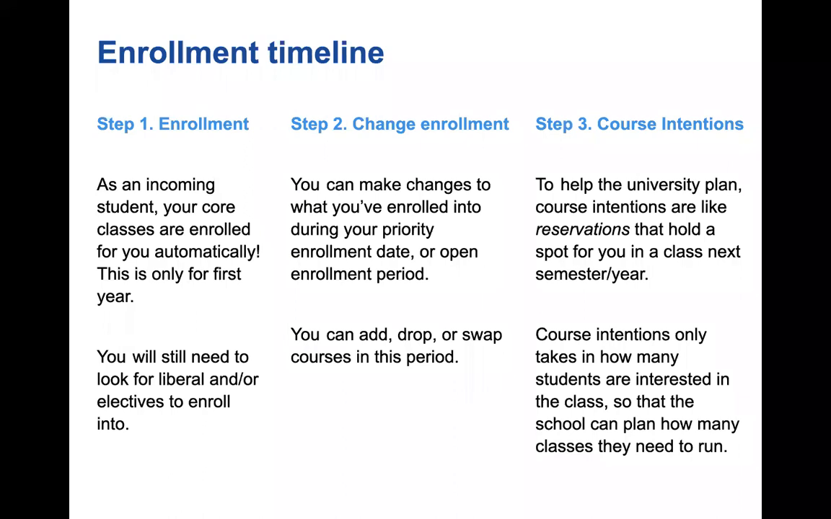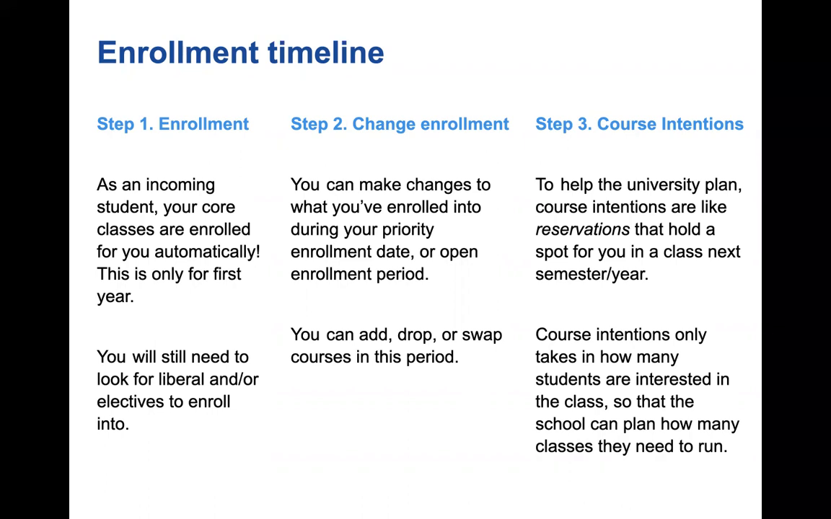Step 1, enrollment. As an incoming student, your core classes are enrolled for you automatically, but this is only for you during the first year. The university does this because by the time you come into university, the course selection periods have already ended. That's why they've already picked the core courses for you.